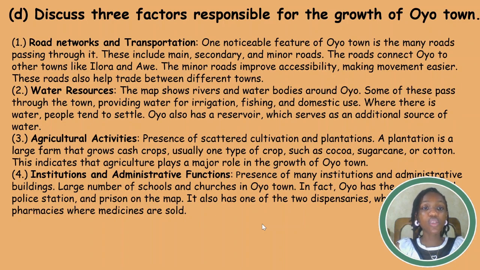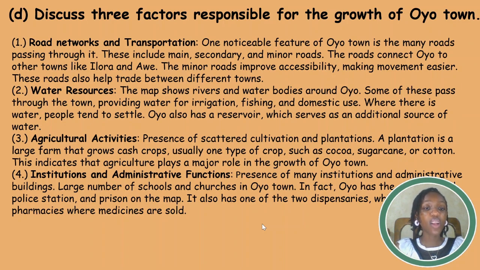Number two, water resources. The map shows rivers and water bodies around Oyo. Some of these pass through the town, which provide water for irrigation, fishing, and domestic use. Where there is water, people tend to settle. Oyo also has a reservoir which serves as an additional source of water.